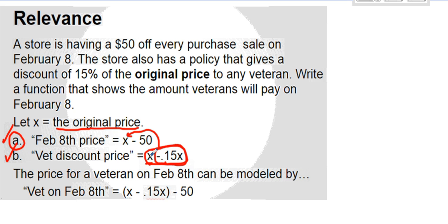So you didn't quite understand the relevance problem? When I come to class, we're going to talk about it again. The key concept is there is relevance to this, there is a reason, and we're talking about plugging one function into the other.